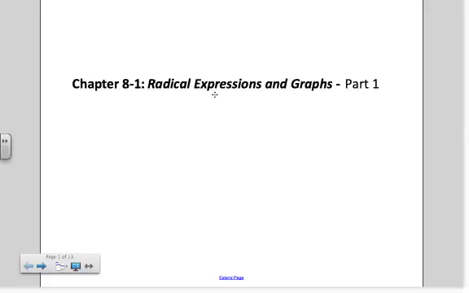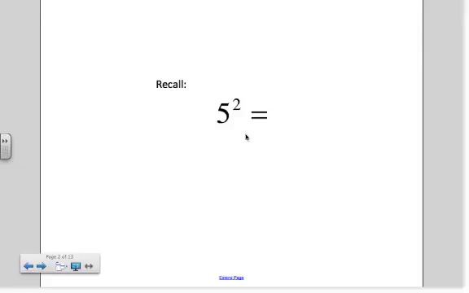Welcome to algebra, and we're going to talk about radical expressions today. So recall that 5 squared really is 5 times 5, which is 25. Hopefully you know this. I would say you do.